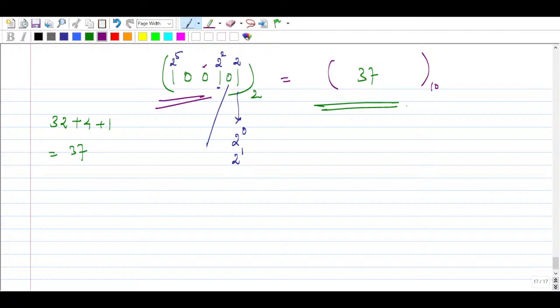How to convert decimal to binary or any number system, and how to convert binary or any number system to decimal: you have to use the positional weight system, the concept of positional weight. Next.